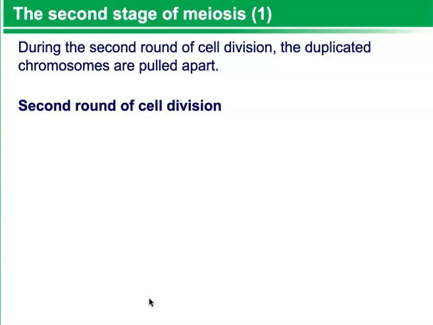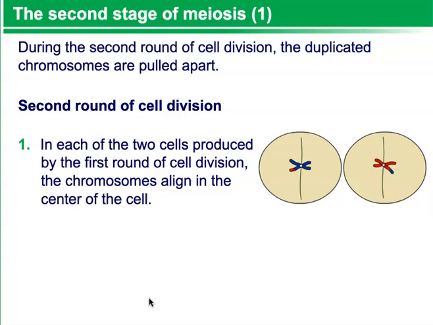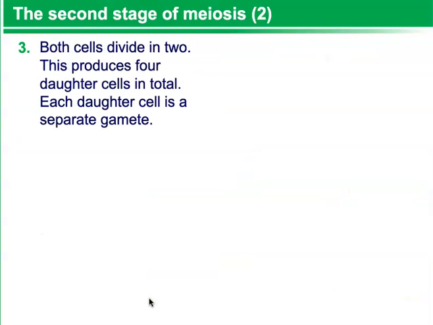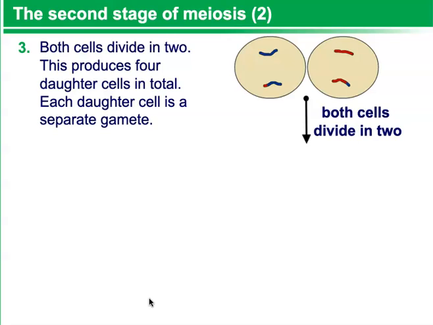The second stage of meiosis. During the second round of cell division, the duplicated chromosomes are pulled apart. In each of the 2 cells produced by the first round of cell division, the chromosomes align in the center of the cell. The duplicated chromosomes are then pulled apart to opposite ends of the cell. Both cells divide in 2.